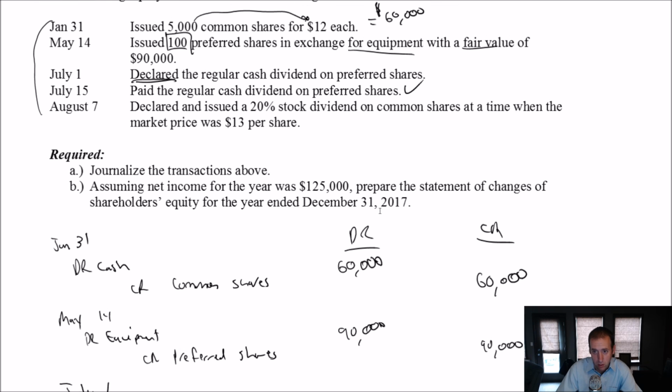One more entry to look at. August the 7th, declared and issued a 20% stock dividend on common shares at a time when the market price was $13 per share. Okay, so a stock dividend means we're paying people, but we're not paying them with money. We're paying them with our own stock. We're saying, here, have some more shares.